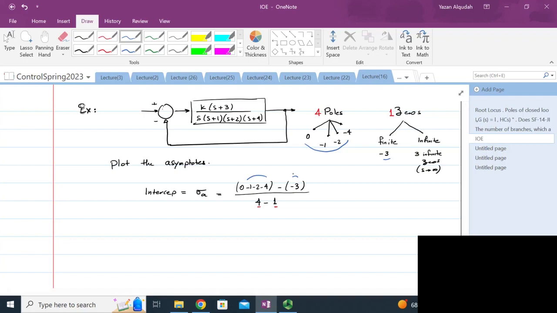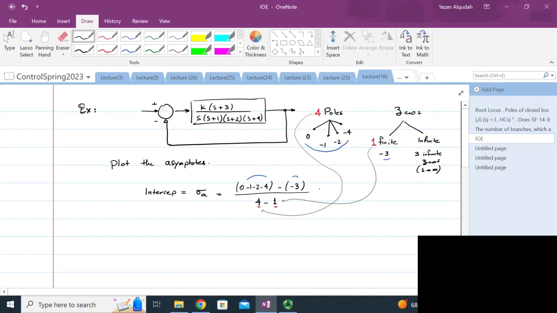Is that clear? Go ahead. Did you say the bottom was the number of finite poles? Yeah, the number of poles minus the number of zeros. Number of finite poles minus number of finite zeros. So this 4 is here. This 1 is here. And these are the actual zeros and the actual poles. Make sense?